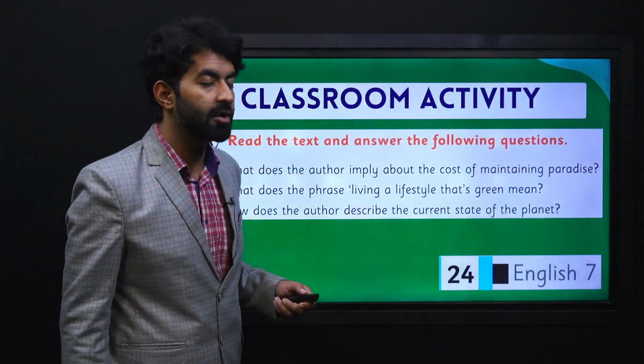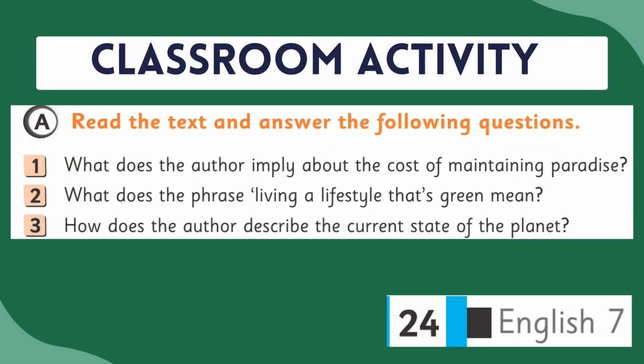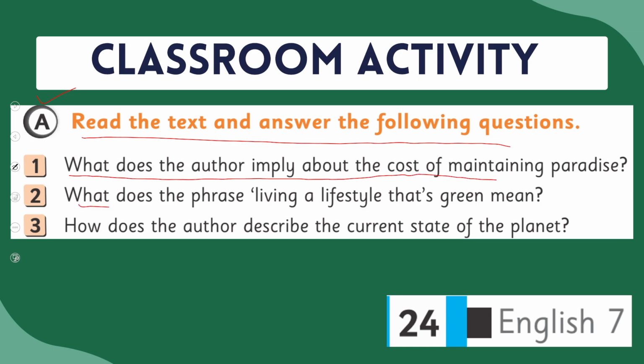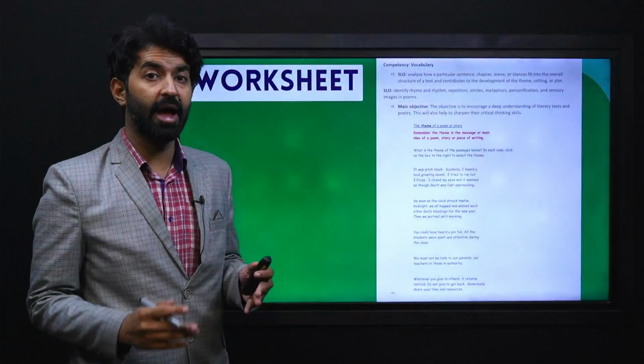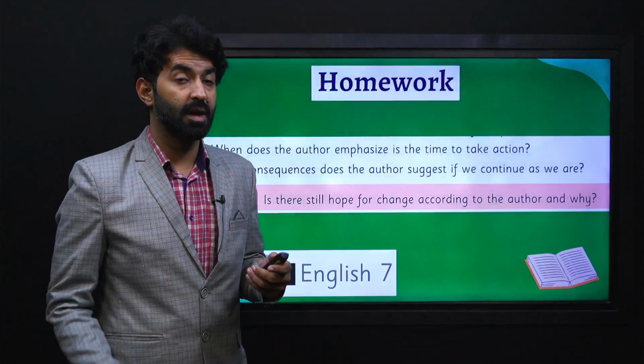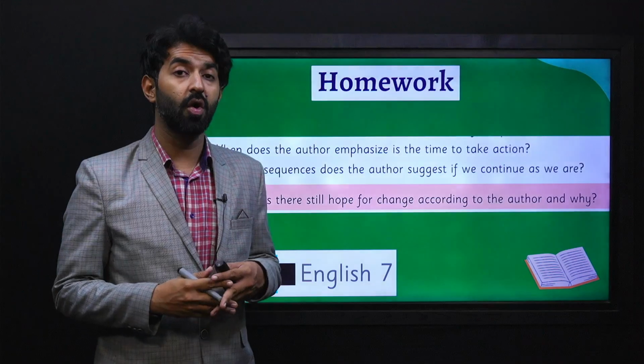For your classroom activity from page 24, we have a question. Read the text and answer the following questions. The poem that we have just read, now you have to answer the questions. What does the author imply about the cost of maintaining paradise? What does the phrase living a lifestyle that's green mean? How does the author describe the current state of the planet? And now we have our worksheet that is attached for your help. They can easily be accessed with all the other resources.